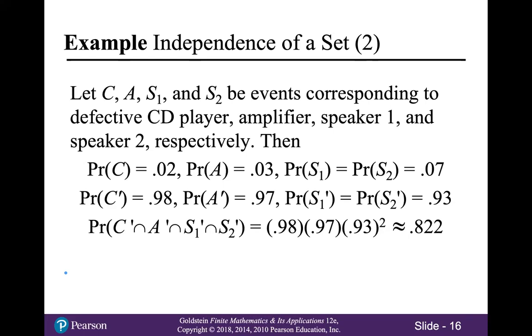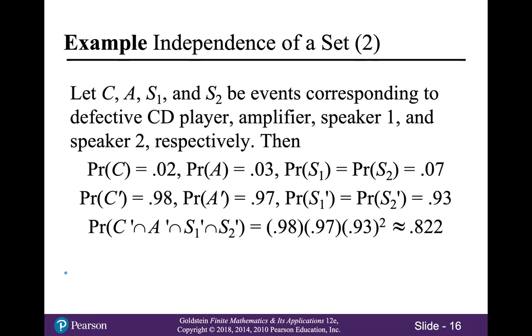So the probability that the CD player is not defective is 0.98. The probability the amplifier is not defective is 0.97. And the probability that each speaker is not defective is 0.93. So since these events are all independent, the probability of all of those complementary events occurring is 0.98 times 0.97 times 0.93 squared, which is 0.822.